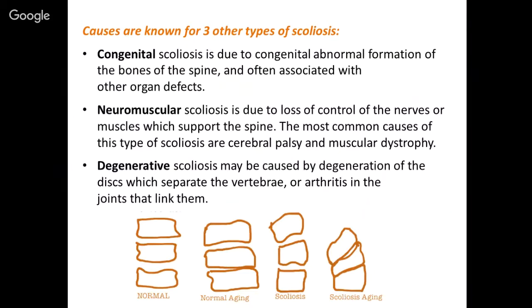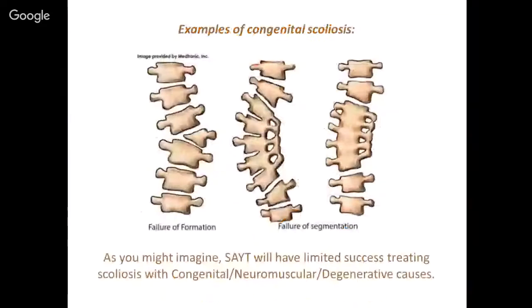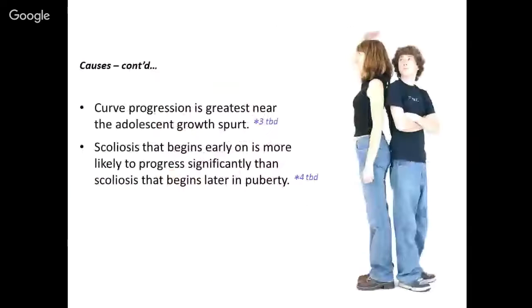So you can see in the images the aging scoliosis versus the normal aging, a little bit different. So here's an example of the congenital scoliosis where literally the vertebrae have not formed correctly. So as you might imagine, structural alignment yoga therapy will have limited success treating scoliosis with congenital, neuromuscular, or degenerative causes. However, the idiopathic we have great success with.